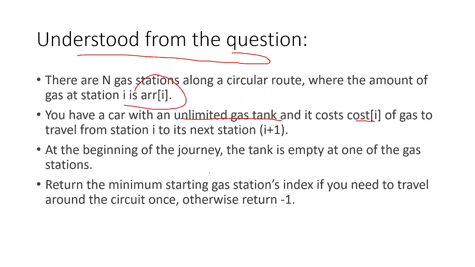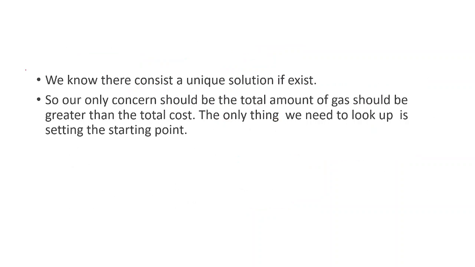At the beginning the tank is empty, right? It is empty, and we have to return the minimum starting gas index if we want to travel around, otherwise return -1. Right, we understood this. Now we know that there is a unique solution only, like if the solution exists, then it's unique.